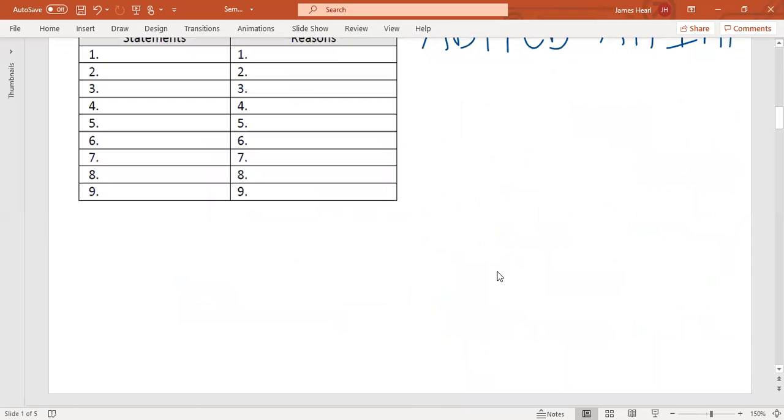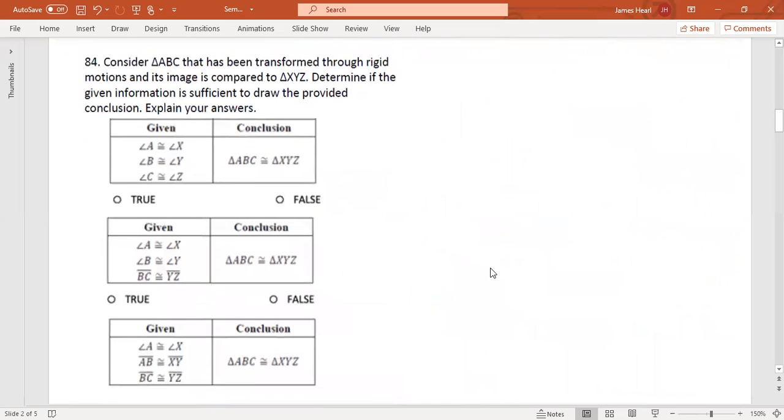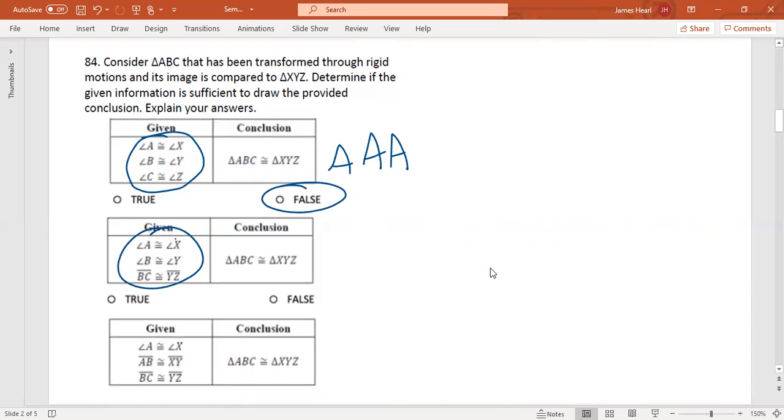If we take a look at 84 next, you're given triangle ABC being transformed into XYZ, and you're being asked to determine if what you have listed here in these three tables is enough to actually prove the congruency. So let's check off what we have. For the givens in the first one, we have angles. So basically the question is the following: is angle, angle, angle a congruency theorem that we know? Which it's not.